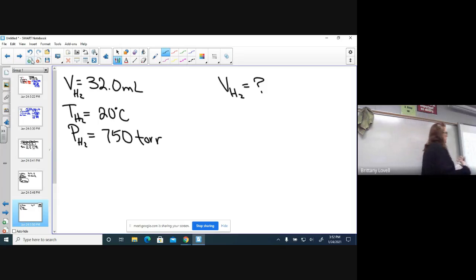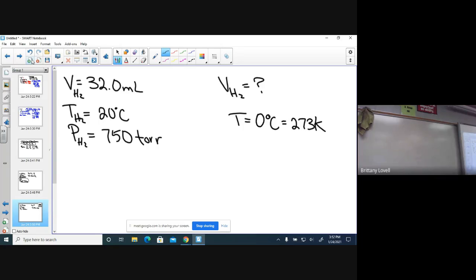So the new temperature, if it's standard temperature, what is it, guys? What is standard temperature? It's just 0 degrees Celsius or 273 Kelvin, right? What's standard pressure? Well, it's 1 atmosphere. Or since you've already got the unit in torr over here, we're going to switch this over to torr and just say this is 760 torr.